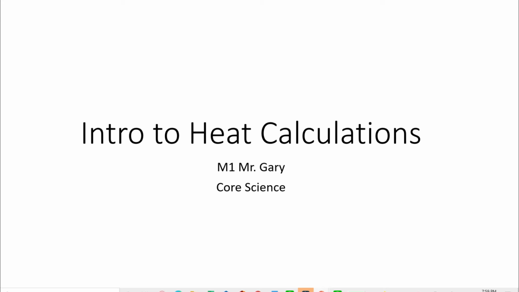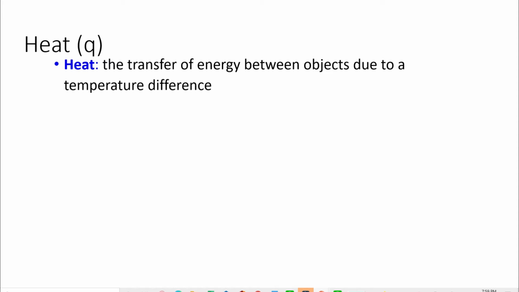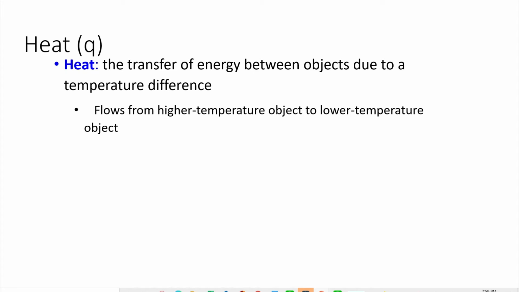Heat calculations, M1, Mr. Gary, course science. Heat, otherwise known as Q, is the transfer of energy between objects due to a temperature difference. It flows from the higher temperature object to the lower temperature object.